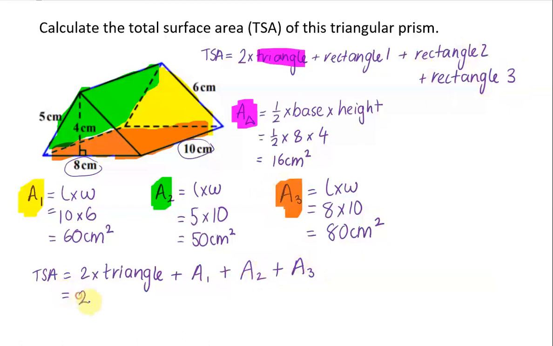We can write our numbers in. 2 times the area of the triangle, which was 16 centimeters squared, so we can put 16 in there. Area number 1 is 60 centimeters squared, so we can add on the 60. Area number 2 is 50 centimeters squared, so we can add on the 50. And area number 3 is 80 centimeters squared, so we can add on 80. If we calculate that, the total surface area of this triangular prism is 222, and our units are centimeters squared.